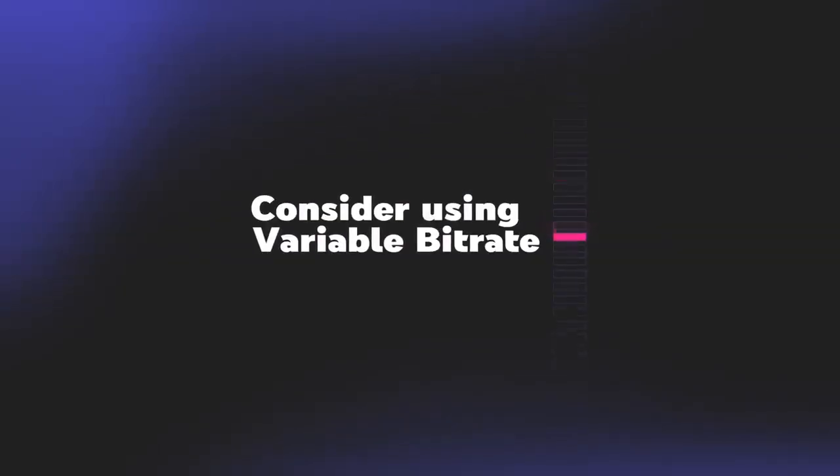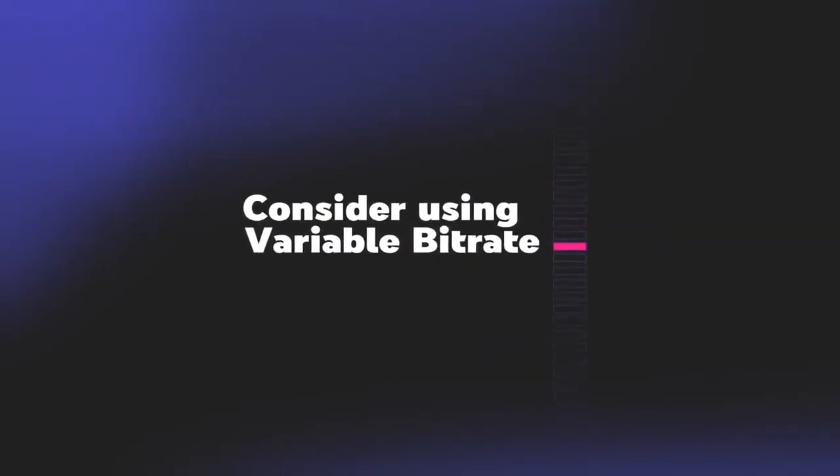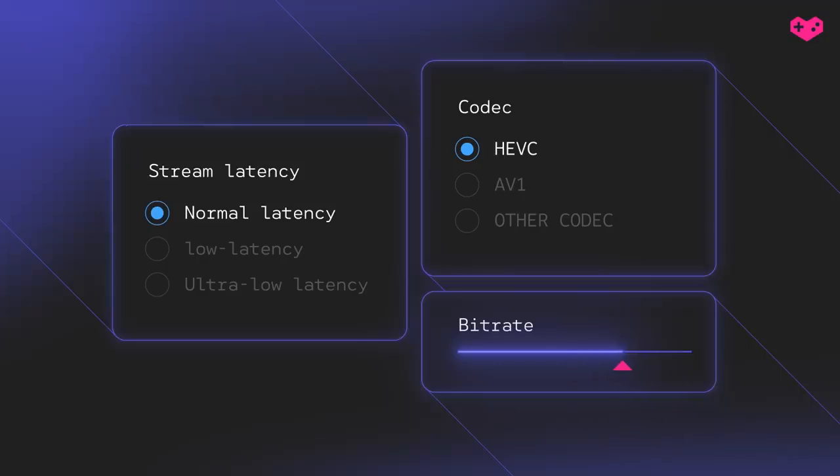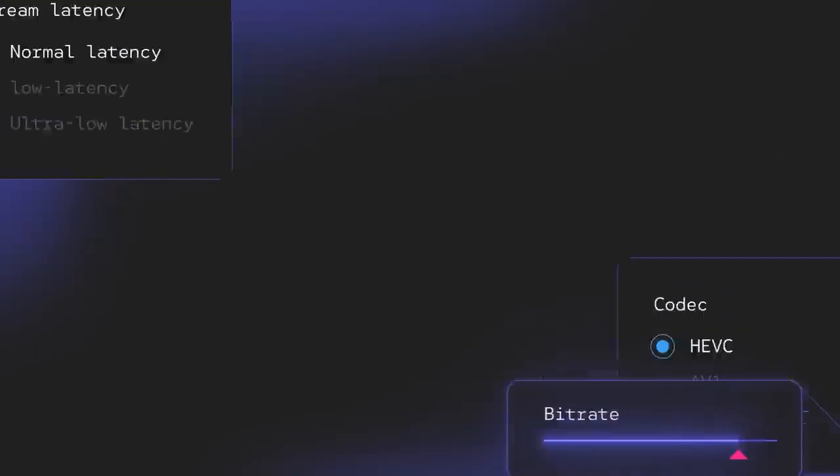And lastly, consider using a variable bitrate, VBR encoding. VBR allocates bits where they're needed most, giving complex scenes more details while using less bandwidth on a simpler scene. This means you can maximize your stream visual quality while streaming within your bandwidth limits. For gaming, we recommend normal latency, HEVC, or AV1 codecs, and selecting the appropriate bitrate for your video format. You can find more information linked in the description below.